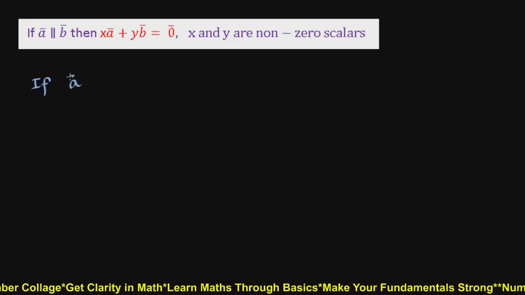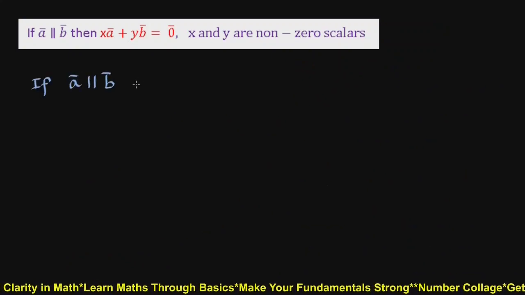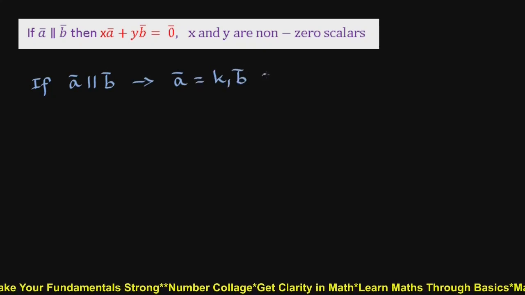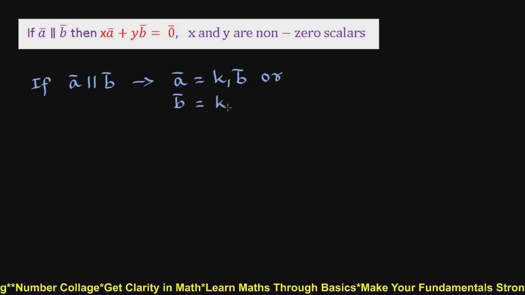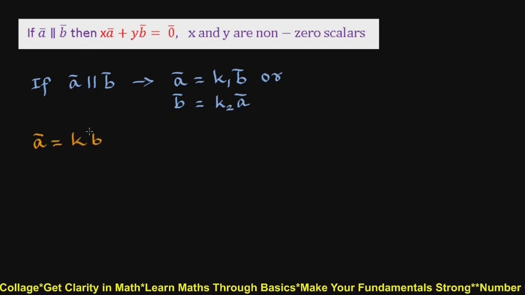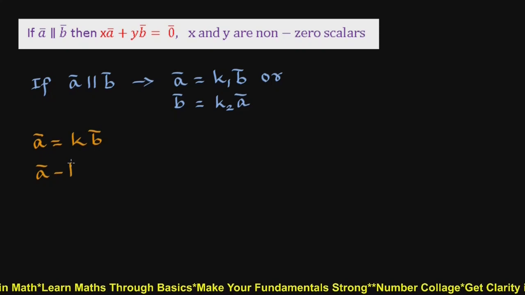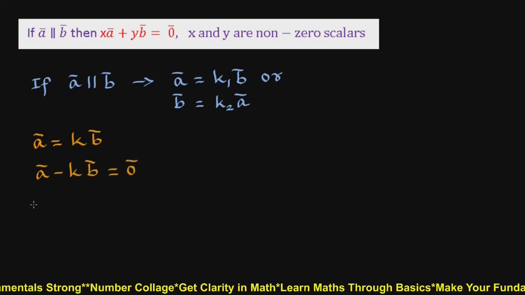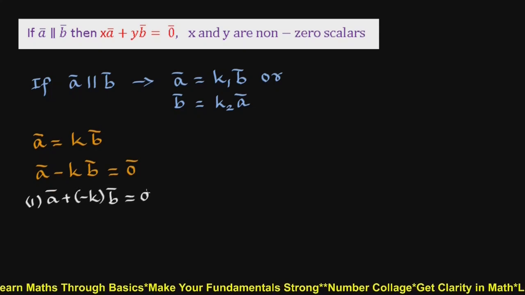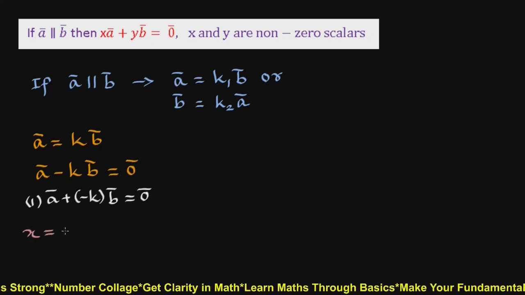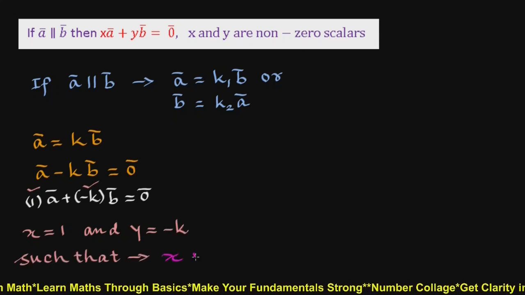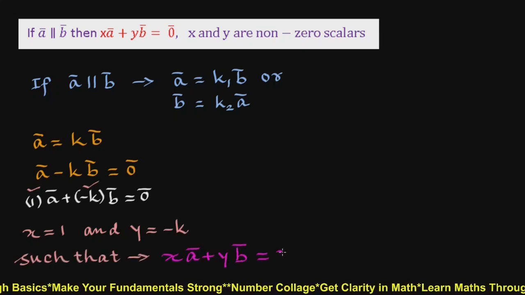So if vector A bar is parallel to vector B bar, then A bar is a scalar multiple k1 of vector B bar, or B bar is another scalar multiple k2 of A bar. So if A bar equals non-zero scalar multiple k times B bar, then A bar minus k B bar will be 0 bar, which we write as 1 A bar plus minus k B bar equals 0 bar. So we are able to find scalars x equals 1 and y equals minus k, such that x A bar plus y B bar equals a zero vector.